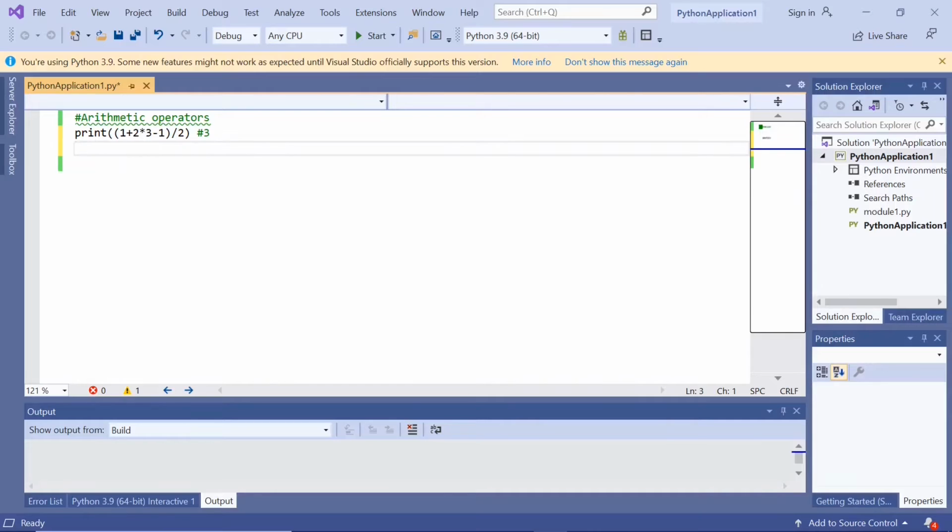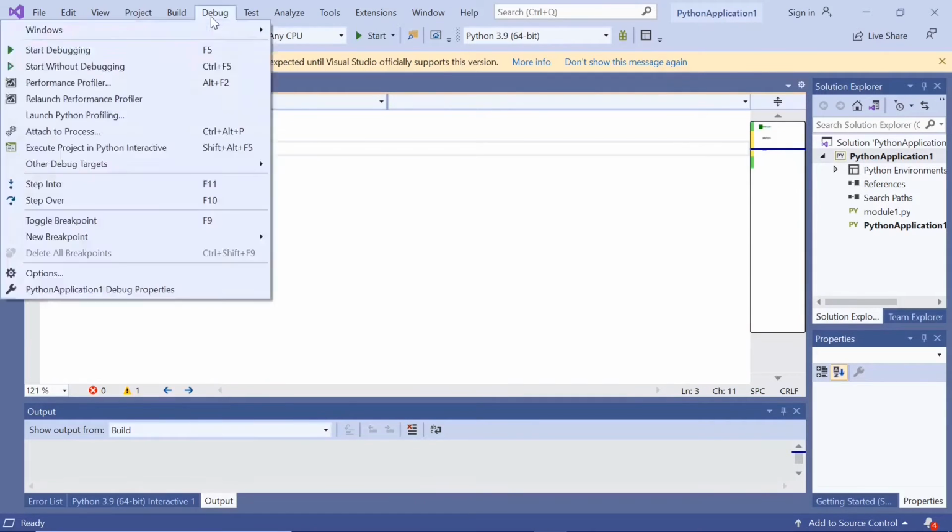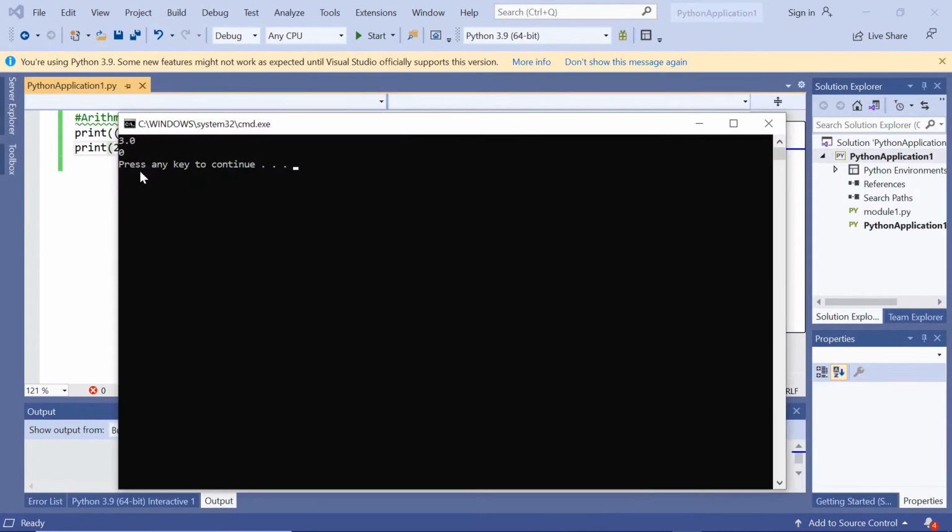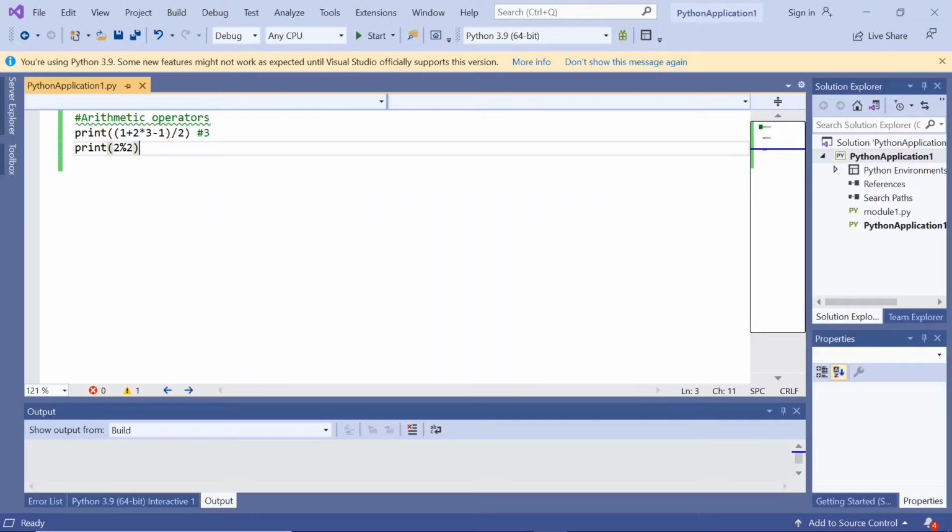That's how we can use these basic operators. The other operator is modulus. Modulus gives us the remainder. Let us see an example. Print 2 modulus 2, where modulus is represented by the percentage symbol. 2 modulus 2 is 0. The remainder will be 0. So the modulus operator gives us the remainder.